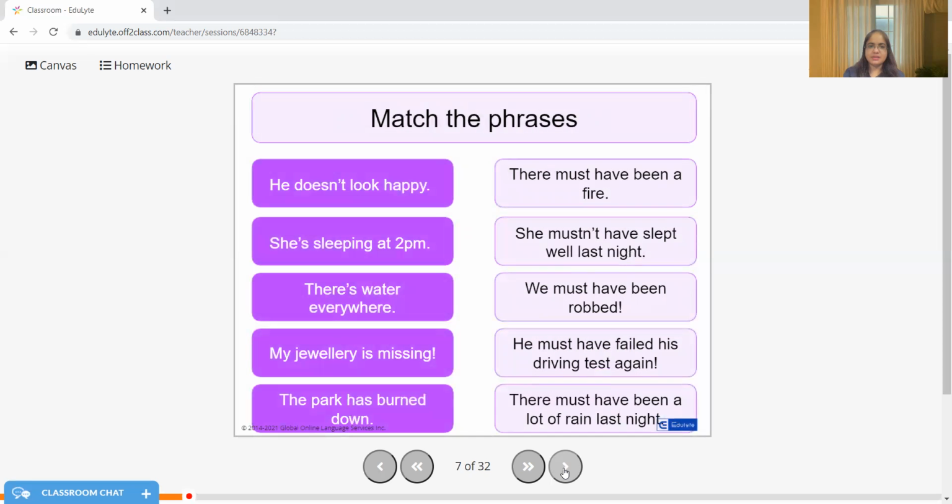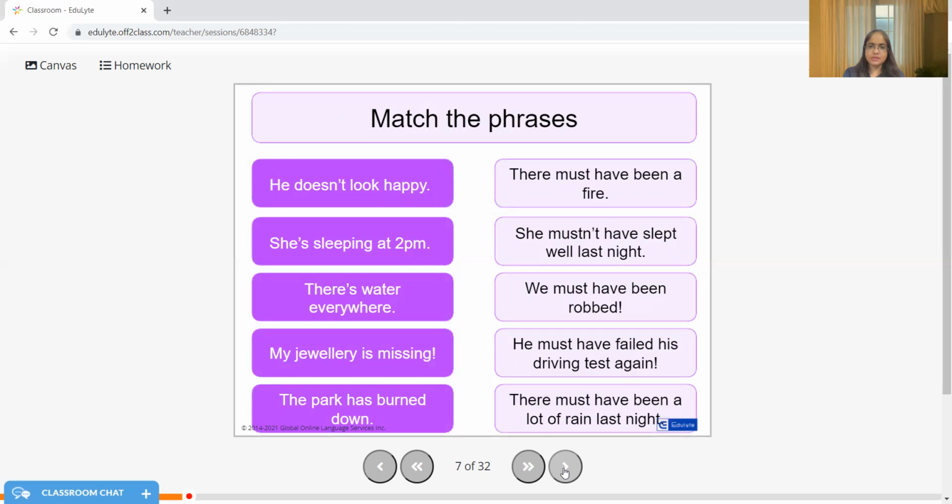Match the phrases. He does not look happy. He must have failed his driving test again. She's sleeping at 2 p.m. She must not have slept well last night. There is water everywhere. There must have been a lot of rain last night.